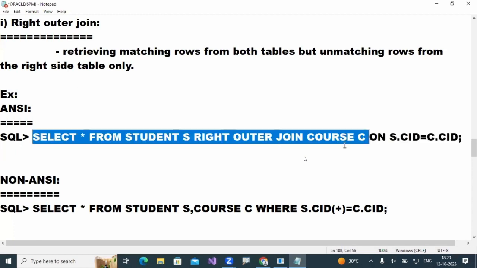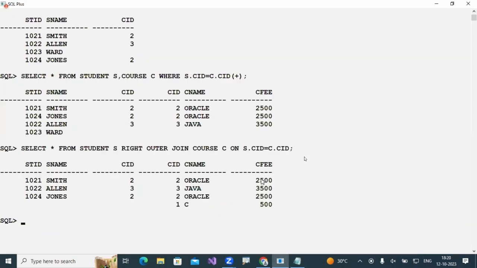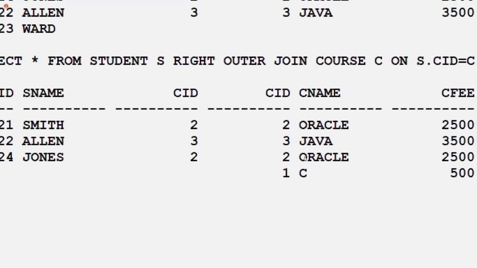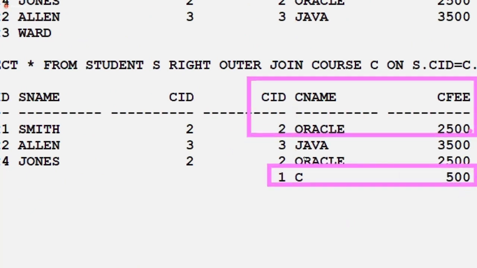Suppose I execute here and my course table is on the right side. Now see here the 2, 3, 3, 2 matching data, but unmatching data here is 1, C, 5000. And this is the right side table we are getting.